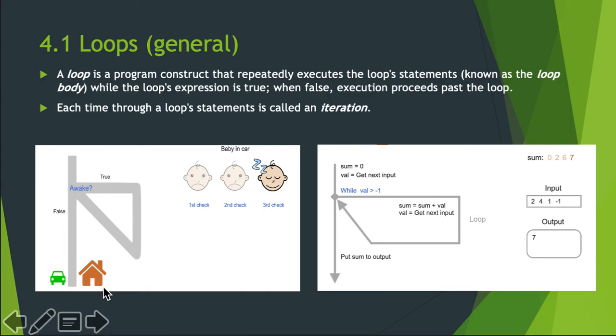So by definition, a loop, according to the slide here, is a program that repeatedly executes the loop statement while the loop expression is true. In this case, the child is still awake, and when false, the execution proceeds past the loop. So the process is called iteration, each time it loops the statement. So it goes for the example just beside.